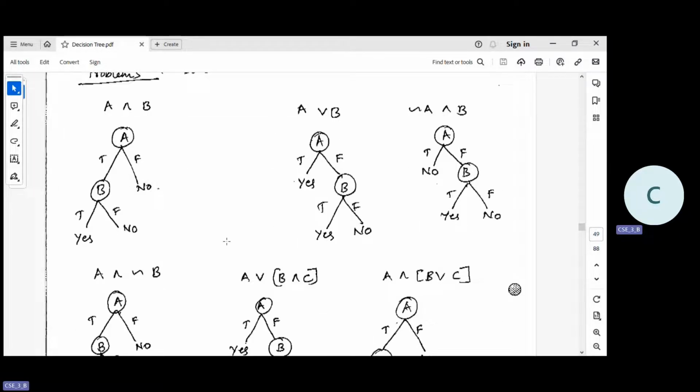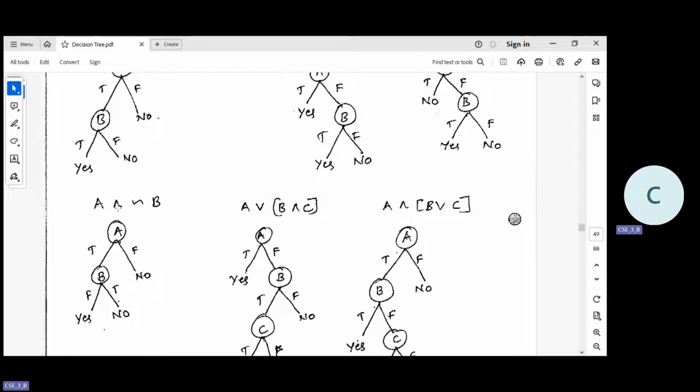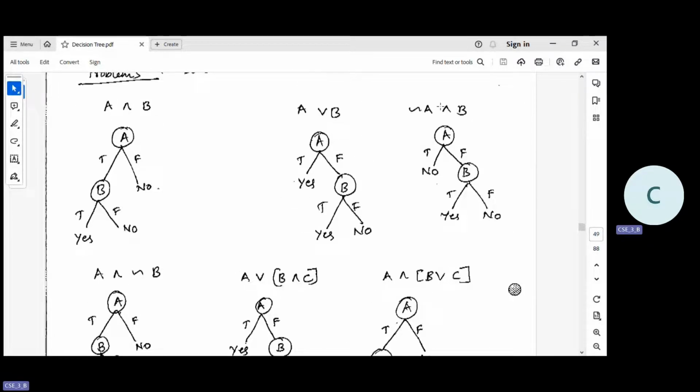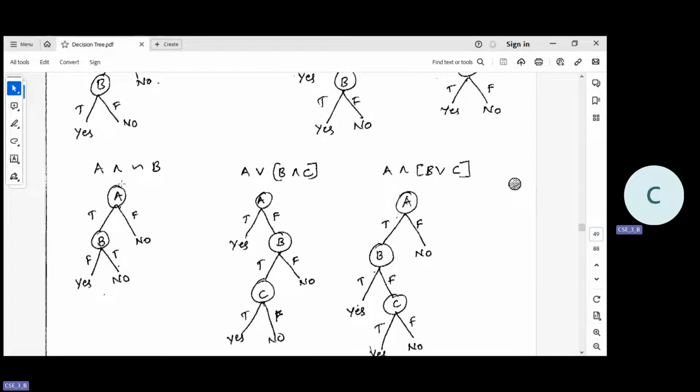Related to this, let us have one more example, that is A and negation of B. It is exactly the reverse. We write A, and we consider when A is true, only then can we check the condition with B. Here it is negation of B, so we are checking for false. When B is false and A is true, only then the outcome is yes. When A is true and B is true, since it is a negation of B, the decision is no. And when A is false, obviously we go to the no decision.